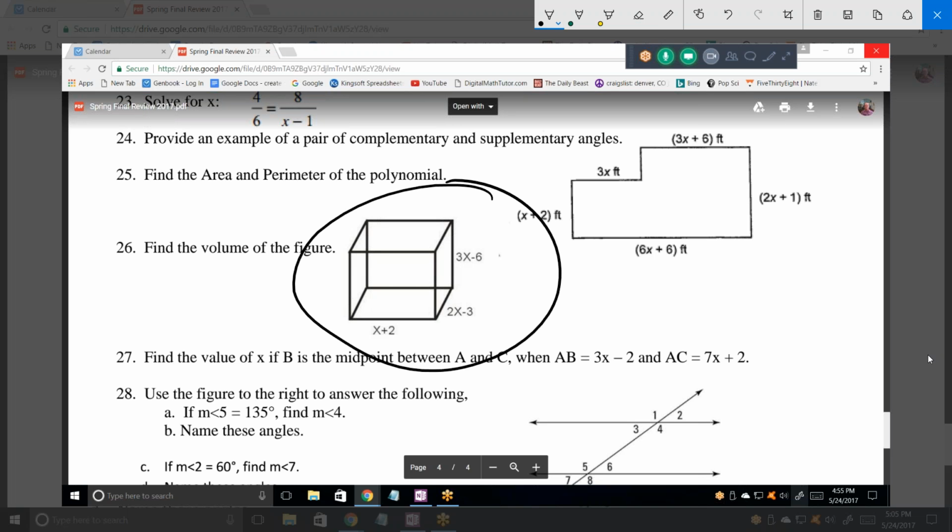What's the equation for 26? What's the volume of a rectangular box equal to? Well, you get base times width times height. Okay? Fill in everything here, and then we'll multiply it out. Always fill it in first.